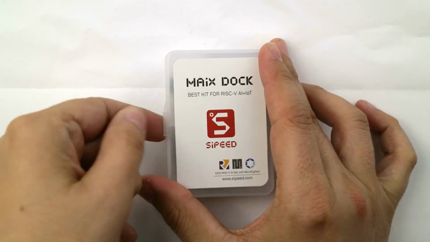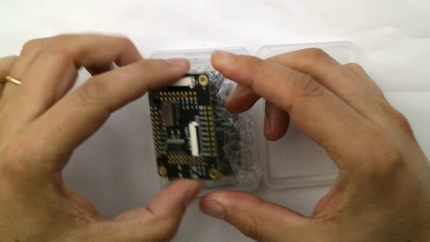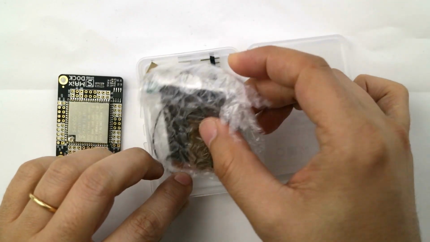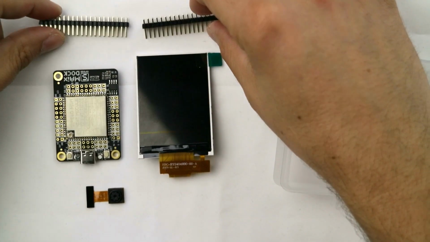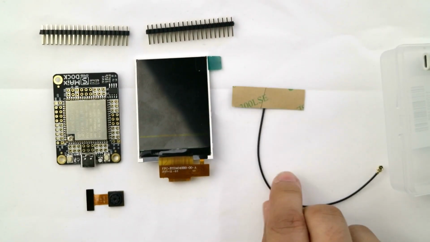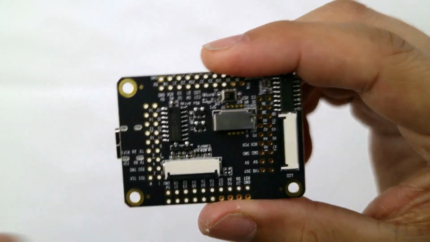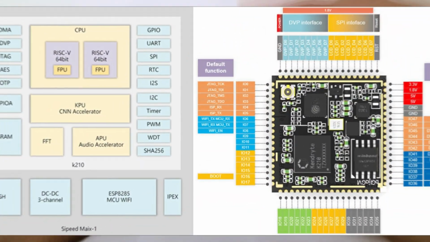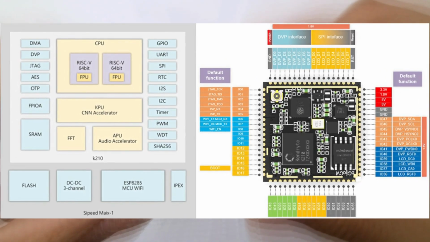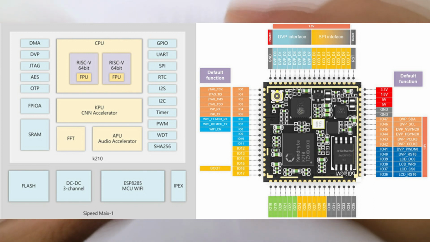The M1W dock suit that I received is composed of the Maix board with Wi-Fi, a 2.4-inch LCD screen, an OV2640 camera, two pin headers for the GPIOs, a Wi-Fi antenna, and a USB type-C adapter. The board embeds a powerful Kendryte K210 TPU. The K210 is a system-on-chip that integrates machine vision and machine hearing with a dual-core 64-bit RISC-V processor at 28 nanometer and 8 megabyte of SRAM.